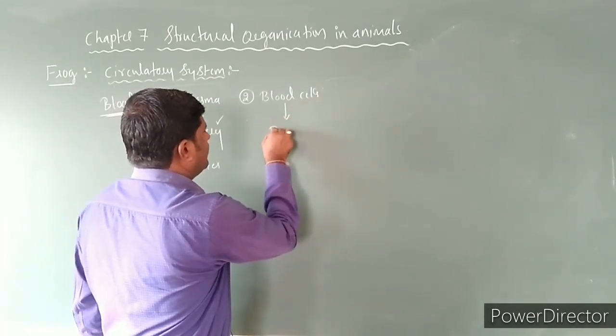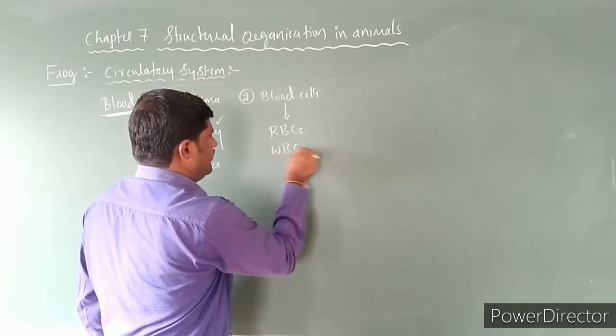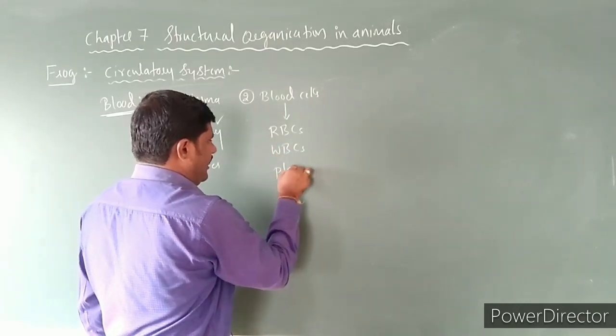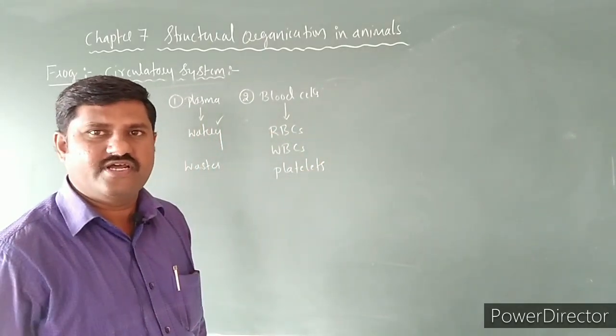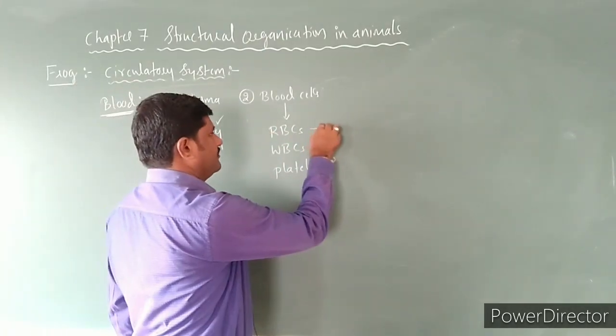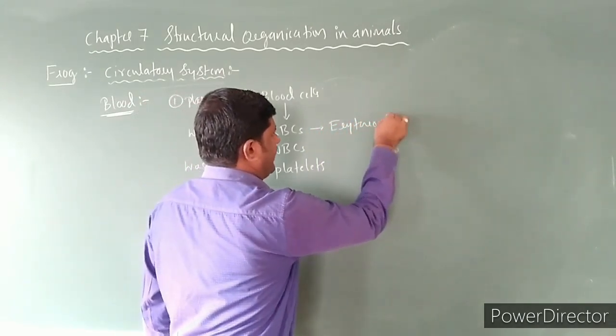Blood cells are RBCs, WBCs and platelets, the three kinds of blood cells that we come across. These are called erythrocytes.